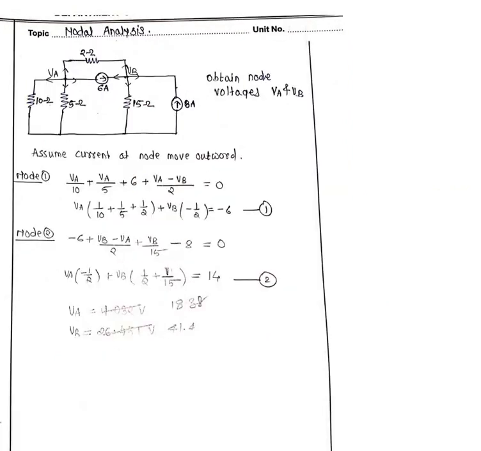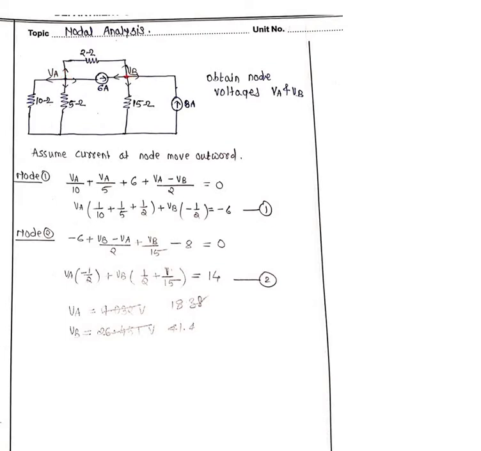Okay, so let's go ahead to one more problem, node analysis. Here also it is similar. First step of the procedure: what will you do? In node 1, assume the current arrow marks in the outward direction.